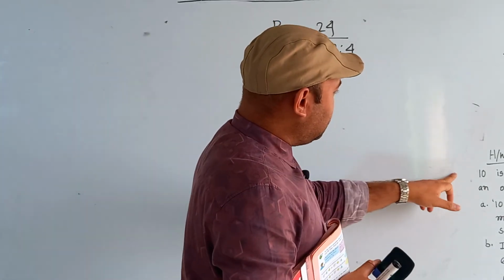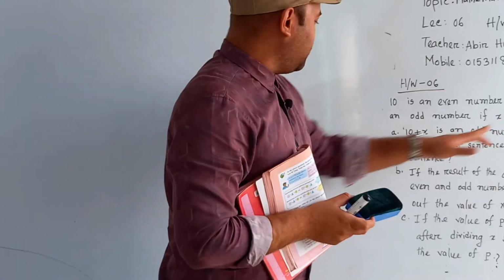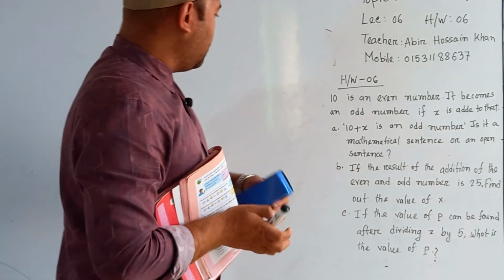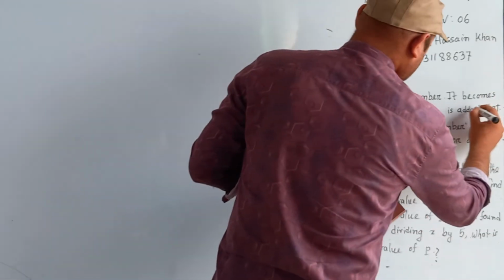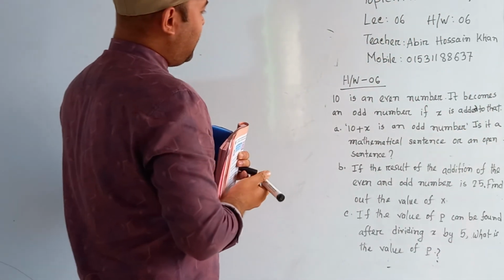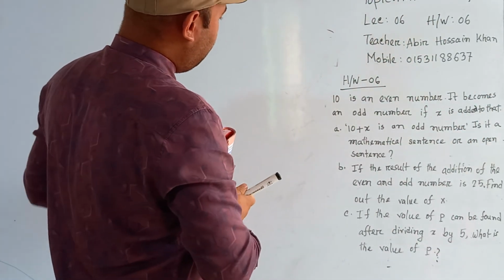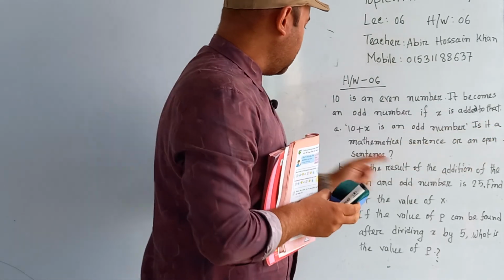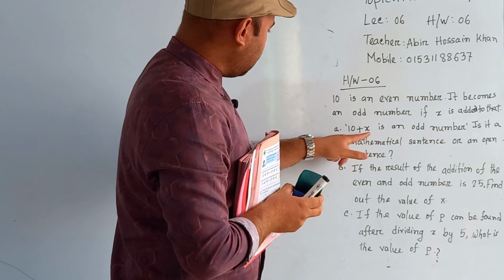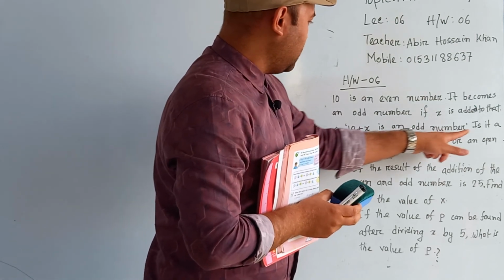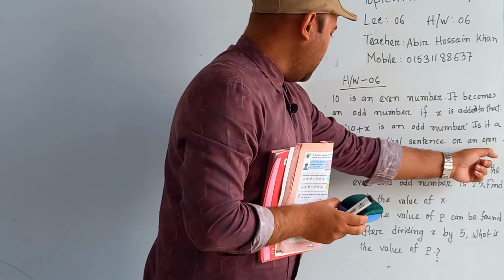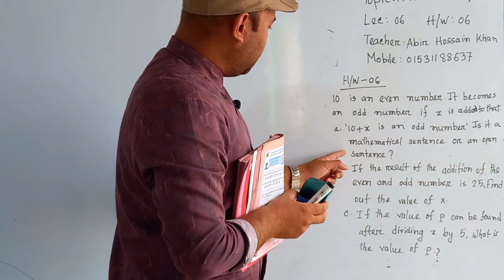And look here, here is a sum. 10 is an even number. It becomes an odd number if x is added to that. Question A: 10 plus x is an odd number. Is it a mathematical sentence or an open sentence? You have to write the answer here.